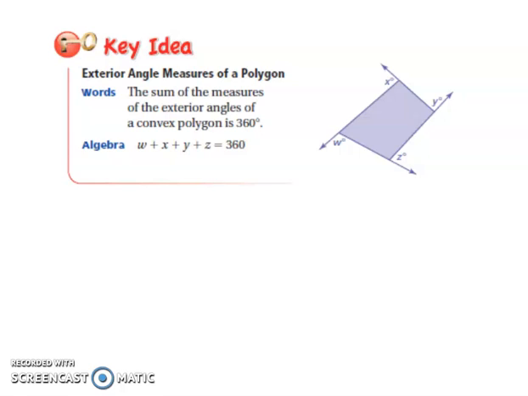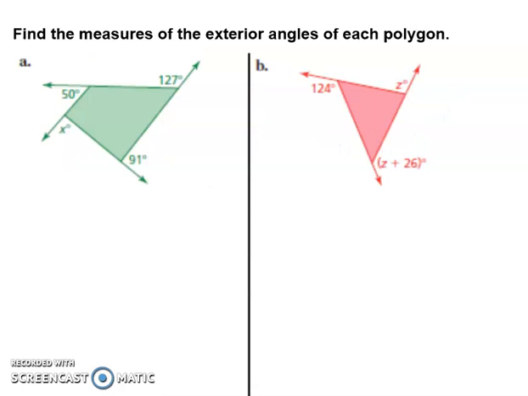If you have a triangle, a square, a pentagon, all the way to a hundredagon, the exterior angles are always going to add up to 360 degrees. And we are going to use that now to find some measures of exterior angles. So we know that for A, we have 4 exterior measures. So I know they all will add up to 360 degrees.